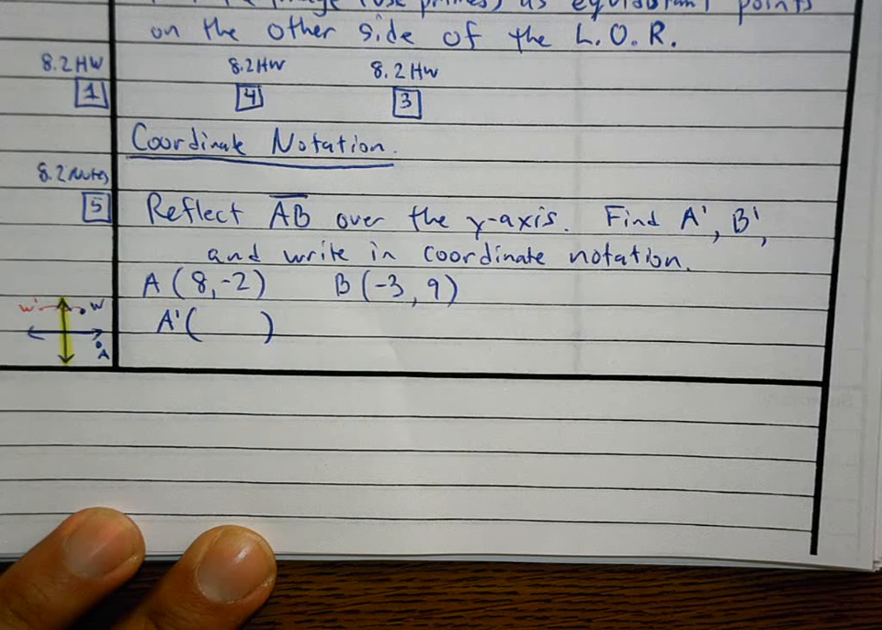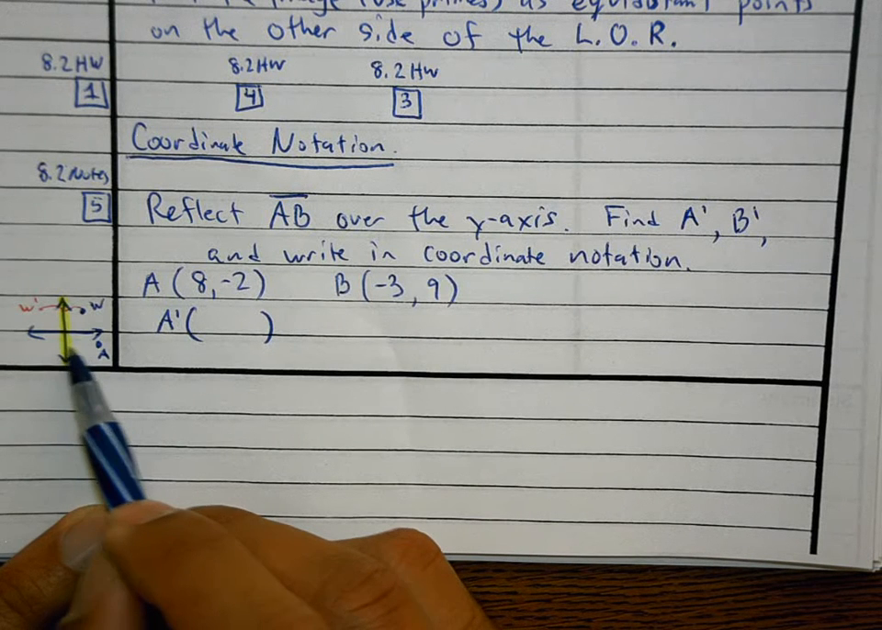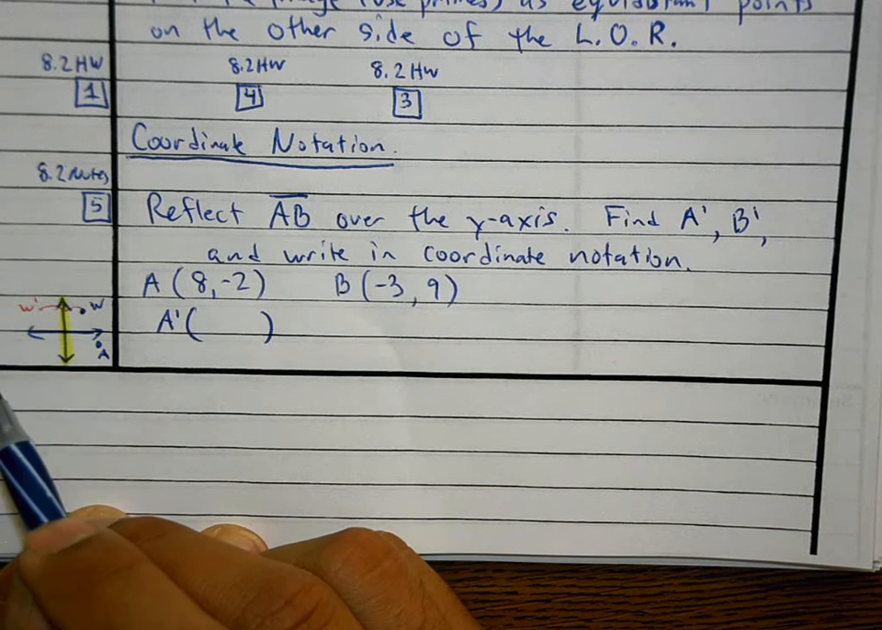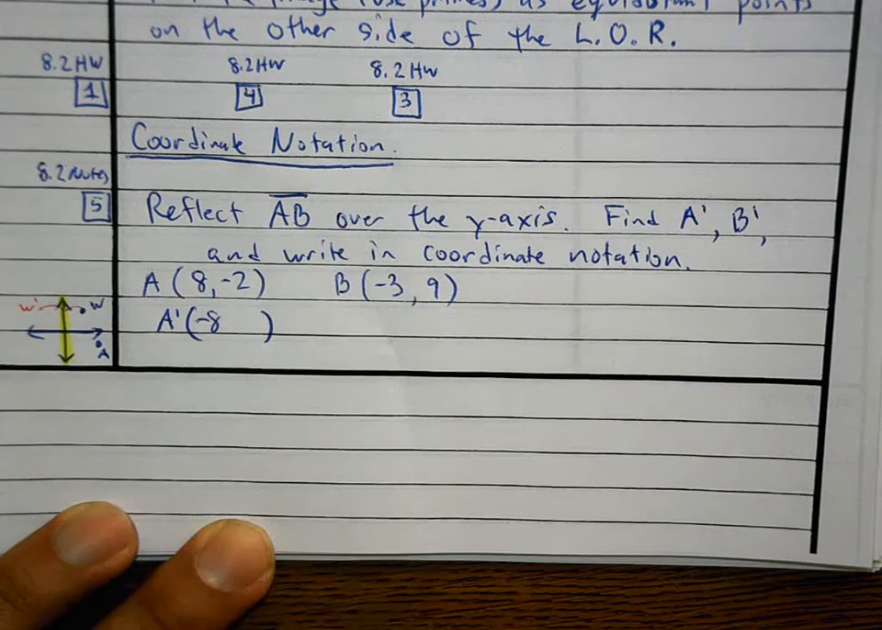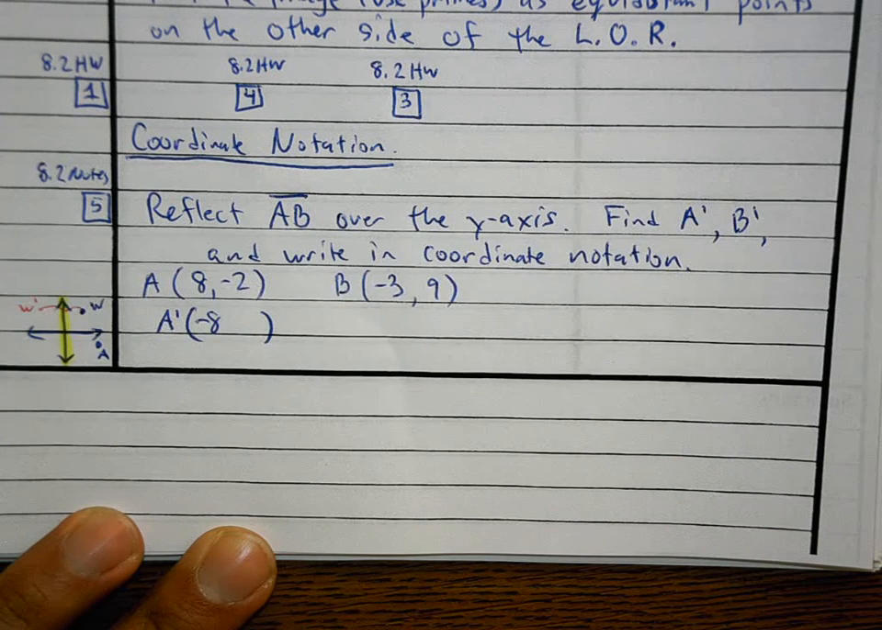Because see, you went out this way 8 units, right? So if you're going that way, where is it? -8. And what about the y value? -2. Stays the same.